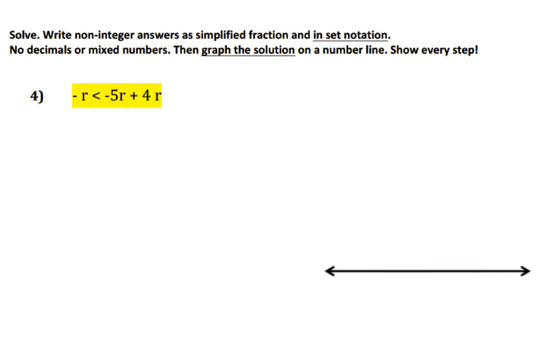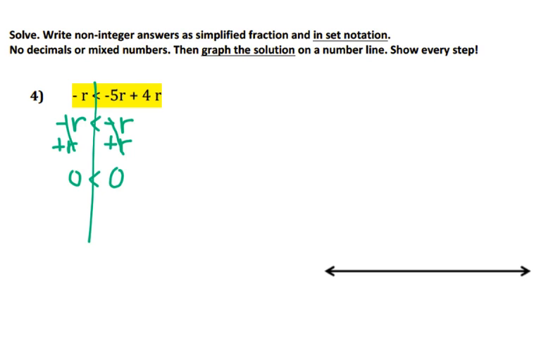Number 4, negative r is less than negative 5r's plus 4r's. So here we're going to draw our line down from the inequality, and we're going to combine like terms. Negative 5r's plus 4r's is negative 1r, or negative r. And we have negative r is less than negative r. So let's go ahead and let's get the r's on the same side. So I'm going to add 1r to both sides of our inequality. So this is 0, this is also 0. So we have 0 is less than 0.